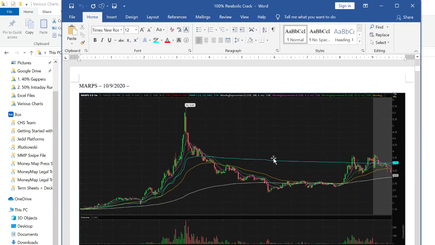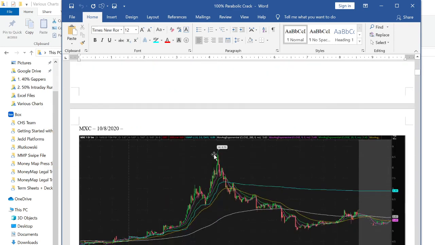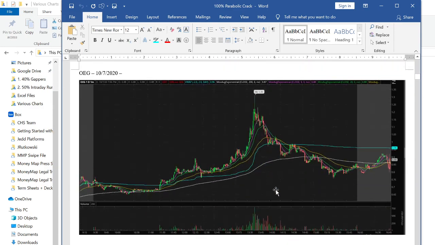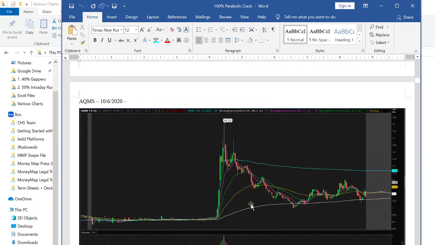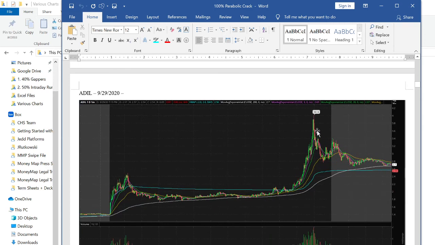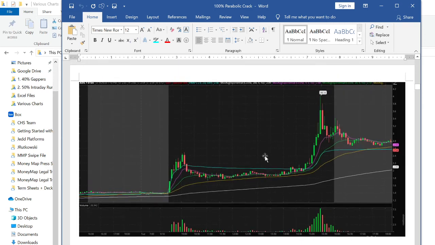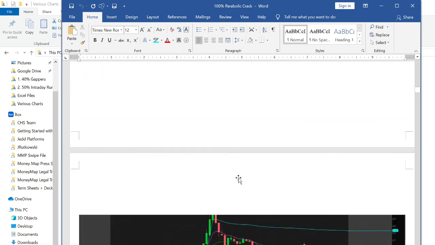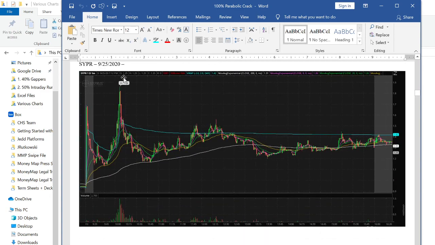Here's a classic. This is a setup I recognized even in my early days, the 100% parabolic crack. It's super simple. The stock goes up 100% parabolic, it cracks super hard and falls. This happens all the time, and it's the same price action. This is one of the easiest plays. I don't like it too much when it happens later in the day, but it can work. There are hundreds and hundreds of these examples.